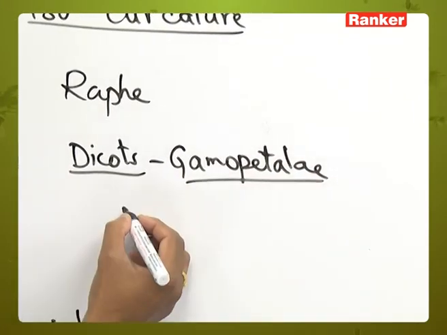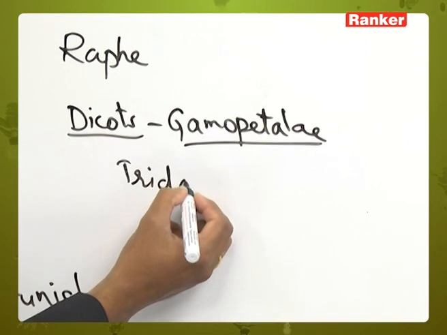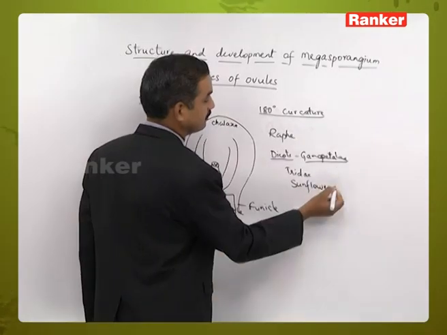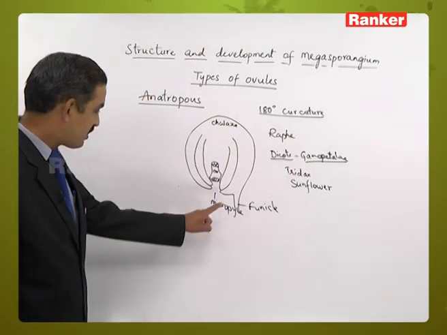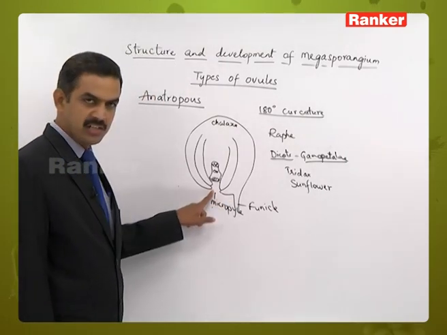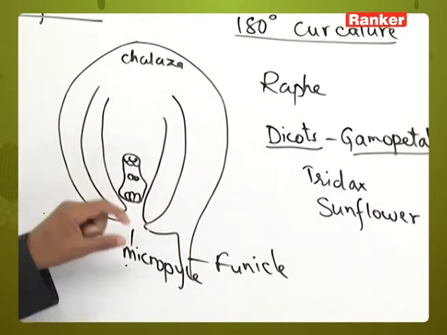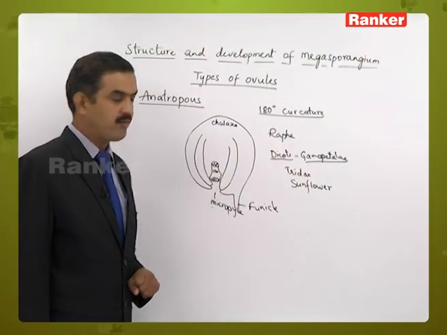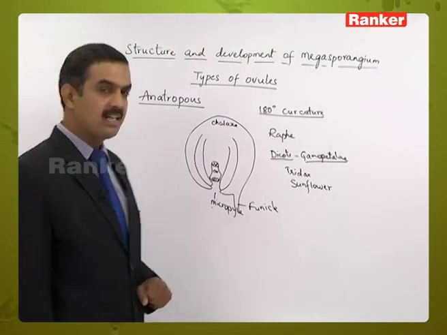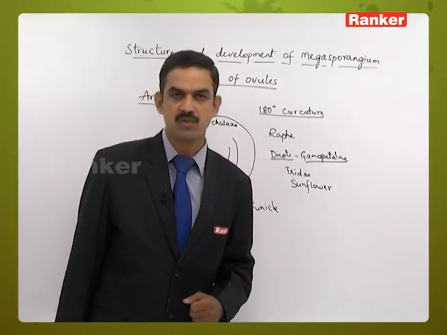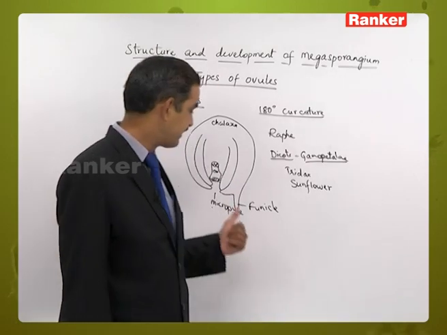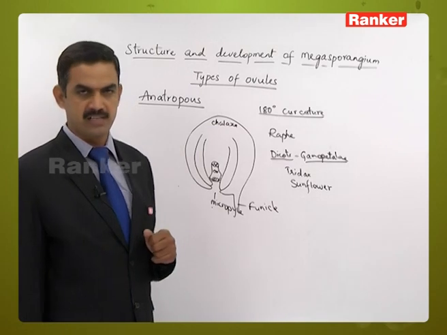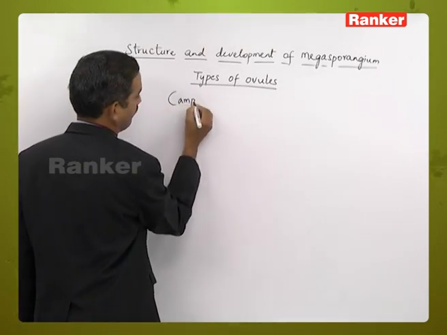The best examples for this are tridax and sunflower. The gap between the funicle and micropyle is least here, because the micropyle comes near to the funicle. Whereas in the orthotropous type of ovule, the distance between the funiculus or funicle and the micropyle is the highest, because they are present on opposite ends.